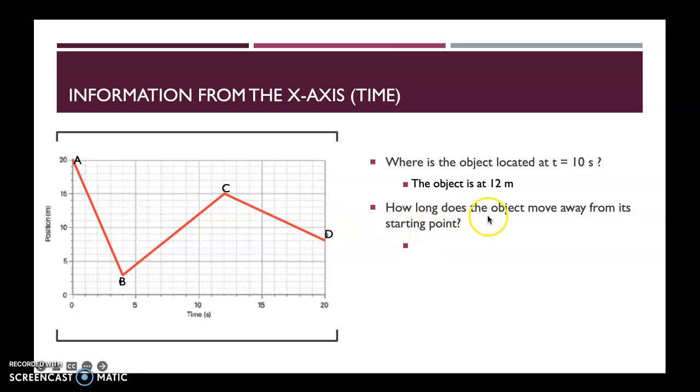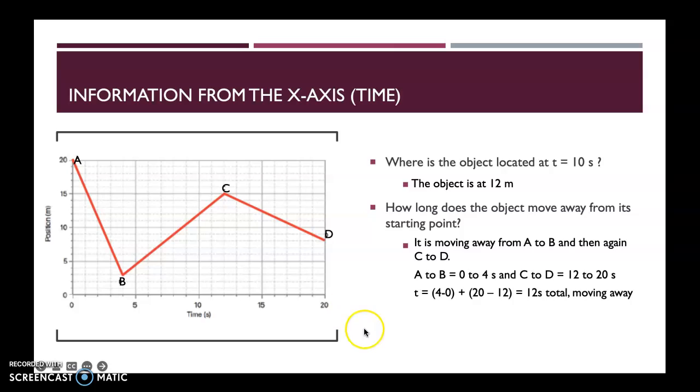Another thing I could do is ask how long the object moves away from its starting point. So if this is the starting point, from A to B, it's moving away, and that's 4 seconds. From B to C, it's moving back towards its starting point, so we're not going to include that. And then C to D, it's once again moving away, from time 12 to 20, so 8 seconds. So the total amount of time it is moving away from its starting point is a total of 12 seconds.